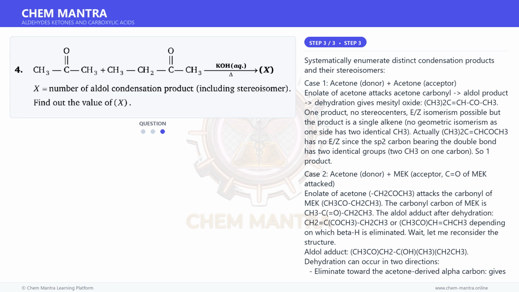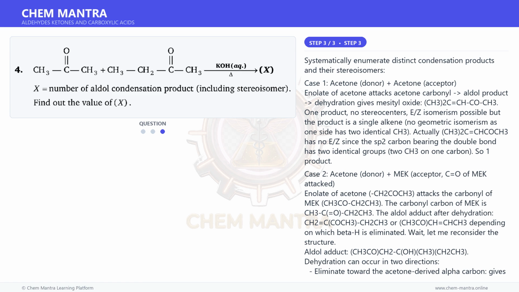Case 4, MEK CH2 side enolate, CH3CO-CH-CH3, from the CH2 side, plus acetone acceptor. The enolate from MEK's methylene group attacks the acetone carbonyl. Adduct: CH3CO-CH(CH3)-C(OH)(CH3)2. Wait, CH3CO-CH-CH3 is wrong. The enolate from the CH2 side of MEK is CH3CO-CH-CH3.